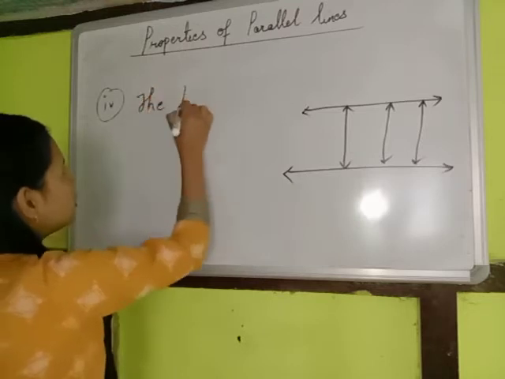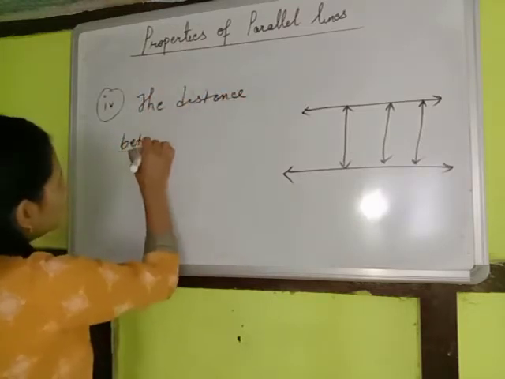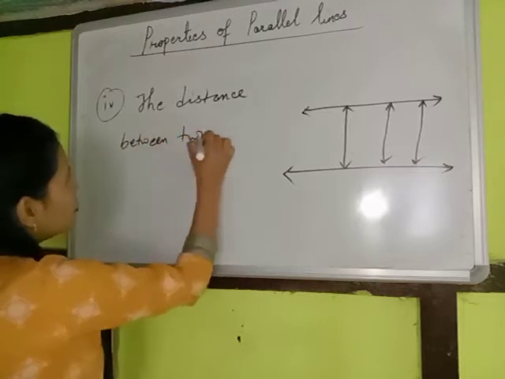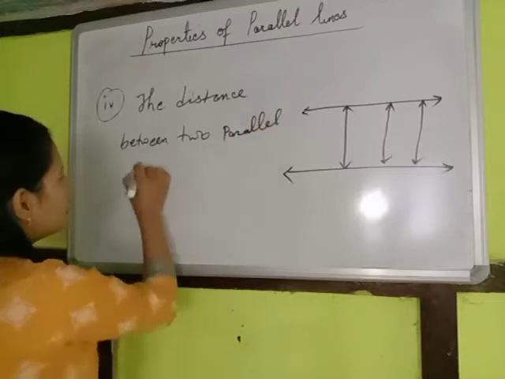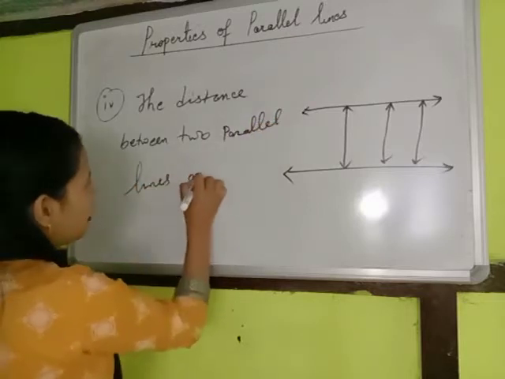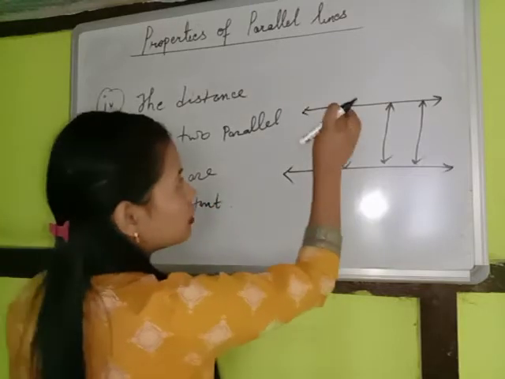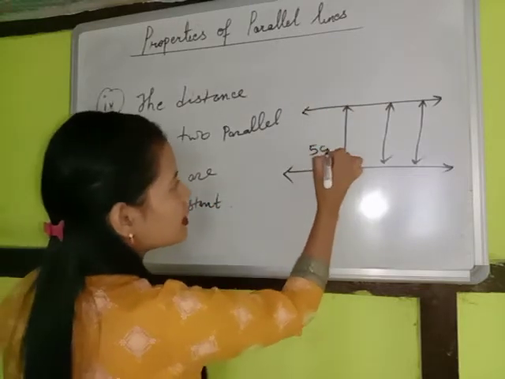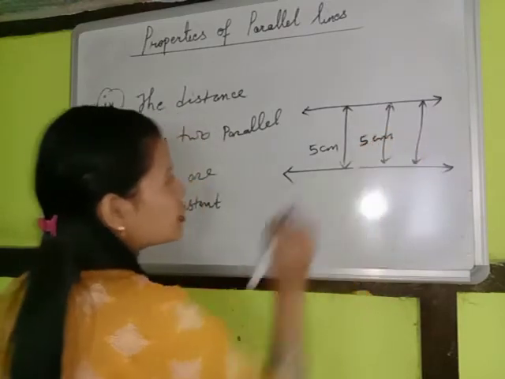So this is the fourth property: the distance between two parallel lines is constant. Meaning if the distance between this point and this point here is 5 centimeters, then the distance between this point and this point will also be 5 centimeters.